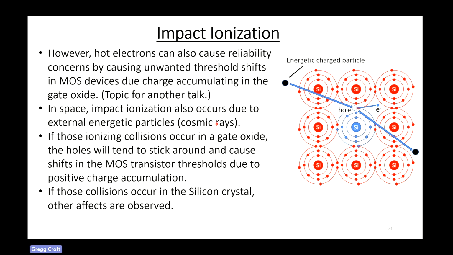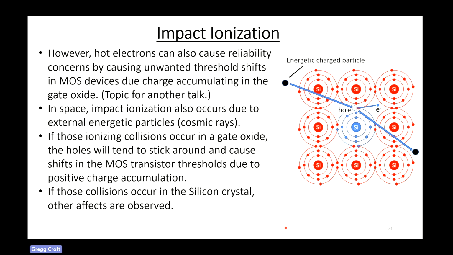In space, impact ionization can also occur from energetic particles. We're calling those cosmic rays. I know that's not the greatest term, but I think that's the term everybody uses for energetic charged particles in space. Those particles can come in and cause ionization events very similar to the hot electrons. If they come in and create electron hole pairs in a gate oxide of a MOS device, the electrons tend to go away, but the holes tend to stick around, and the oxide slowly over time accumulates positive charge.